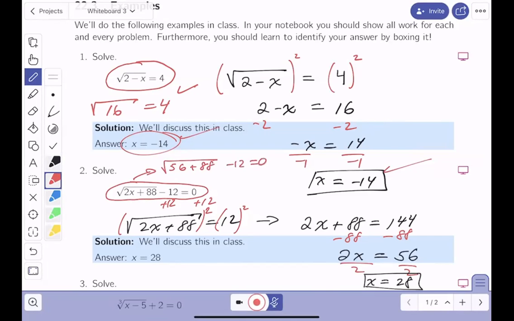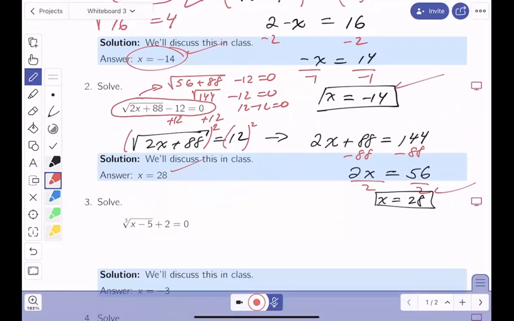And this is the original. I'm checking it: 56 and 88. Let's see what you get. You get 94, 144. The square root of 144 is 12, and 12 minus 12 is 0. So it worked out beautifully, right? Works out nicely. The answers are also listed for you.